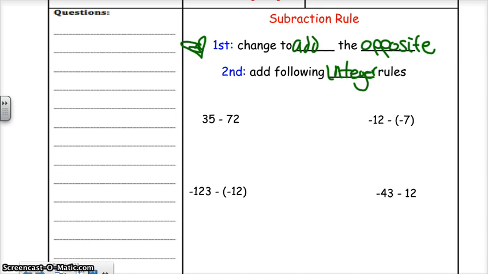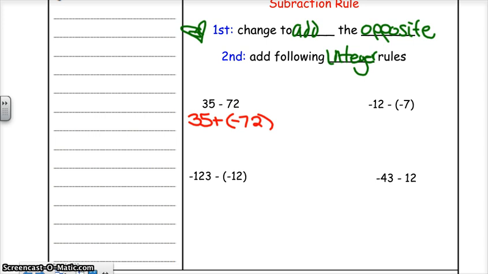All right, the first example, 35 minus 72. I change this into 35 plus a negative 72. Now I see that they are different signs, so according to my integer rules, I take their difference, 72 take away 35, that would be 37, and then I ask myself, is it positive or negative? It's negative because the negative 72 is further from zero.